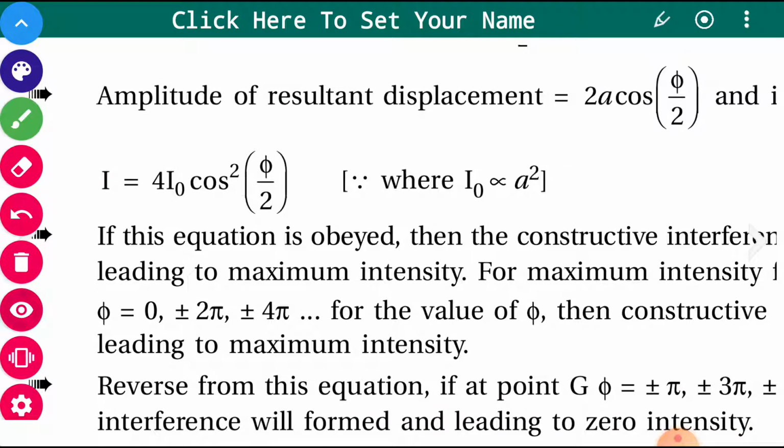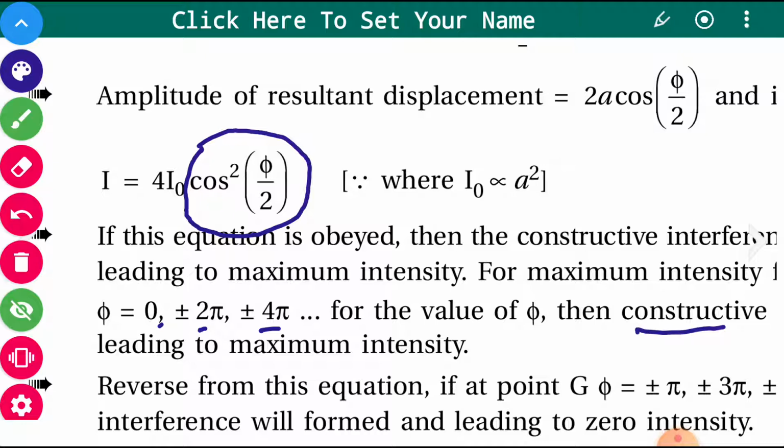If you want to take cos square phi by 2 to be 1, then this phi must be 0, 2 pi, 4 pi. Okay, for such values of phi, there will be a constructive interference.